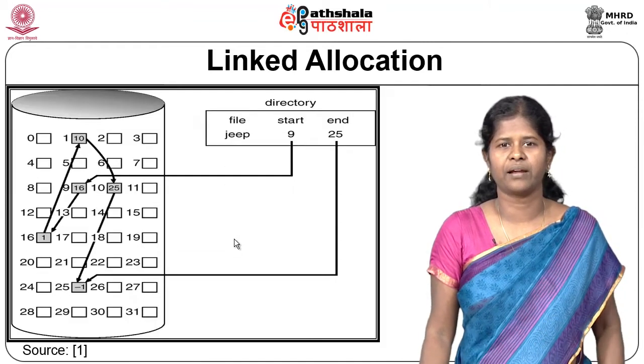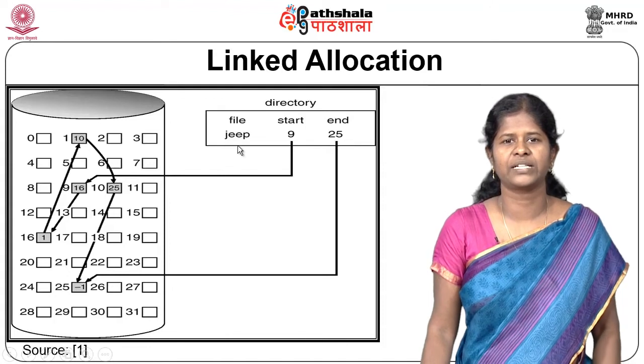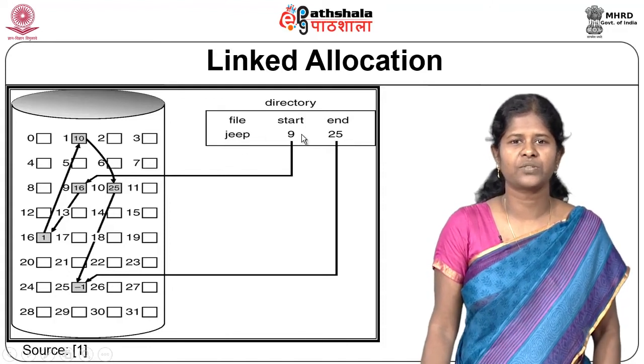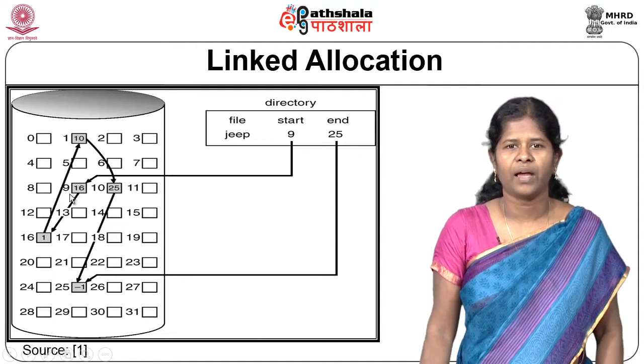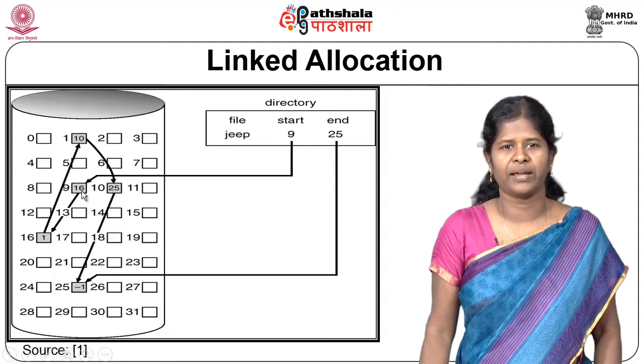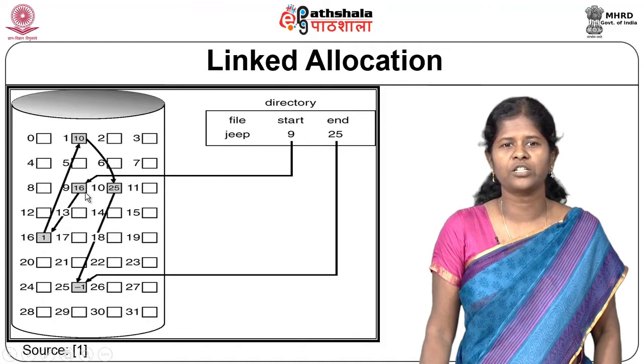So, look at this diagram. This shows how linked allocation is being done. You have a directory entry. The directory entry has the name of the file, the address of the starting disk block, that is 9, and then in disk block number 9, along with the contents of the file, you also have this pointer that is being stored, that is the pointer that points to the next disk block which contains the contents of the file.